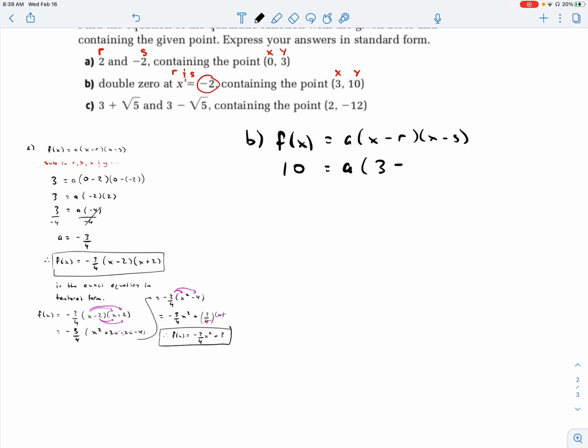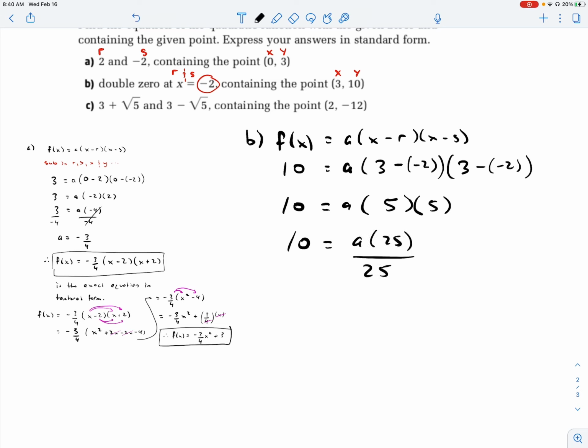We have a double zero at negative 2, so we're going to have a negative 2 here, and then the second one is the same thing again: 3 minus another negative 2. That's showing a double zero of negative 2. So we have 10 equals a times, 3 minus negative 2 is 3 plus 2, which works out to 5 in both of these brackets. So we have 10 equals a times 25.